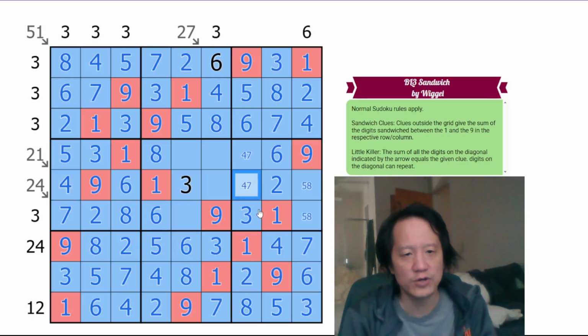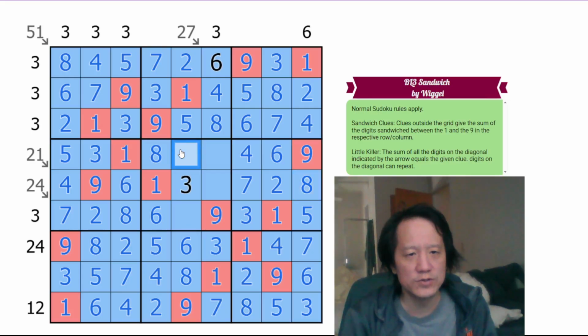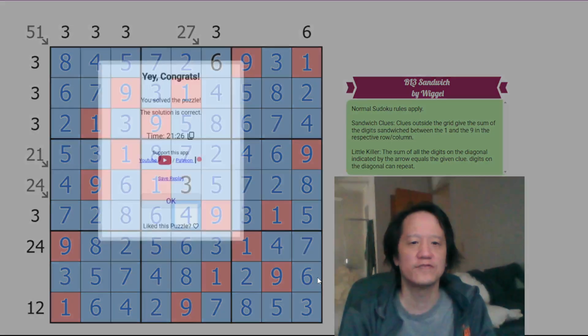4 eliminates 4 here, so it's 7 and 4. 8 here eliminates 8 here, so it's 5 and 8. We have 2 and 7 remaining. This can't be 2 because there's a 2 in the column, so it's 7, 2. That leaves this as 5 and leaves this as 4.